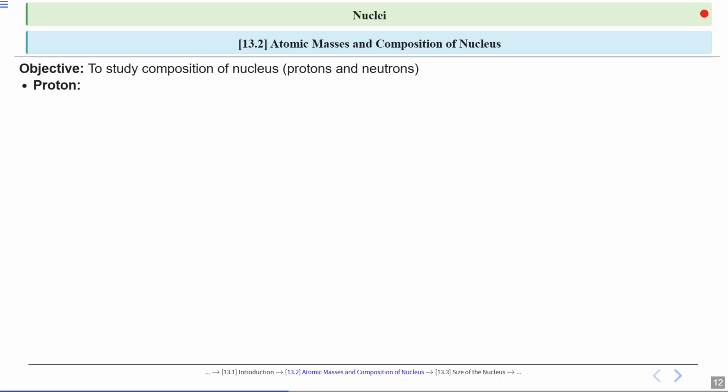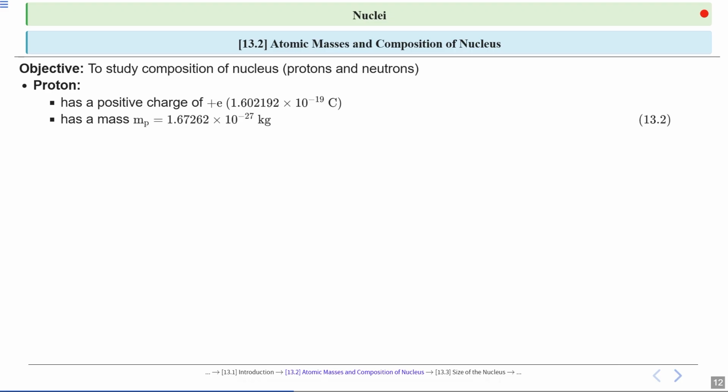Let's begin by looking at the proton, one of the two main particles found inside the nucleus. First, notice that the proton carries a positive electric charge. The value of this charge is plus e, which is 1.602192 times 10 to the power minus 19 coulombs. The unit coulomb is the standard SI unit for electric charge. This positive charge is what makes protons interact with electrons and other charged particles.